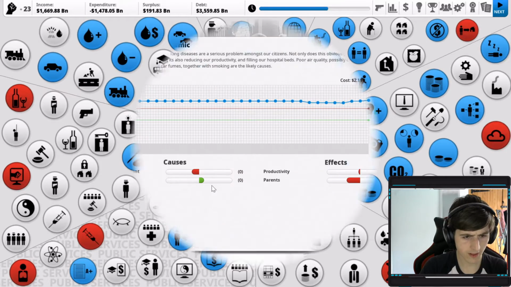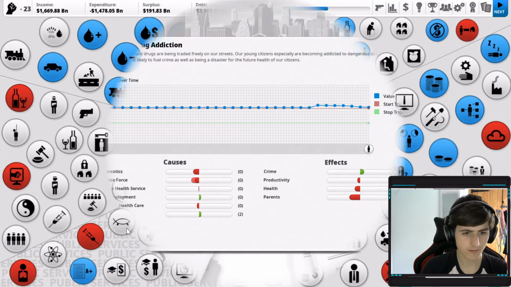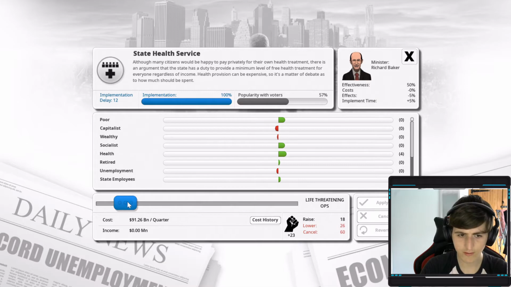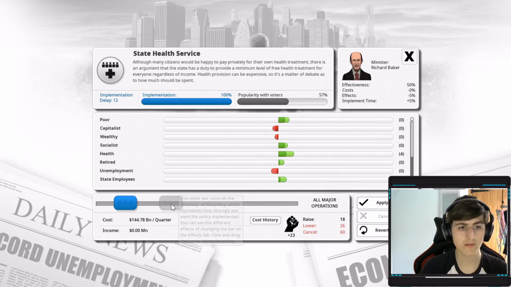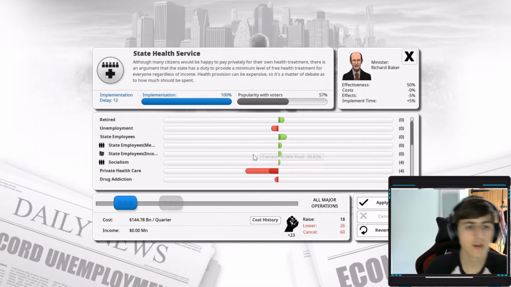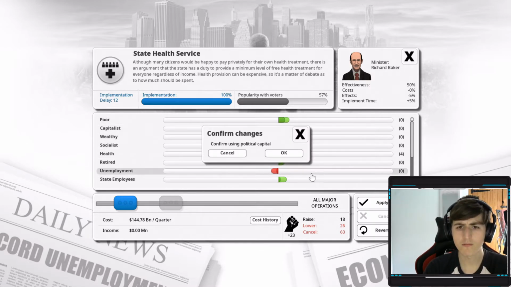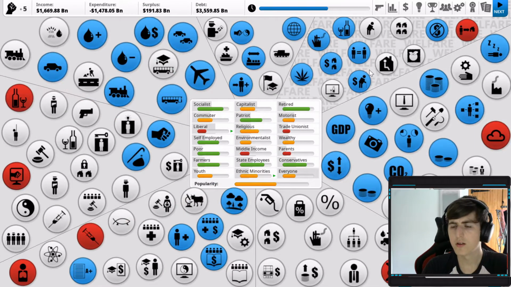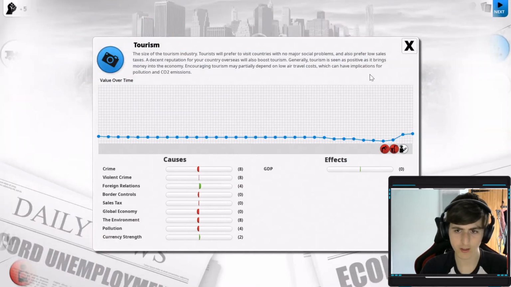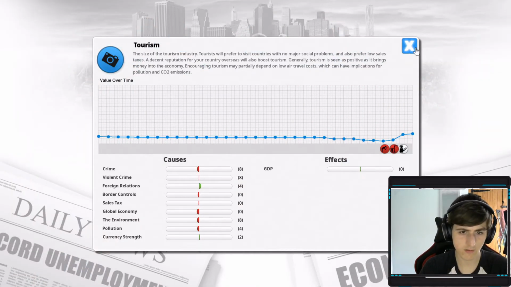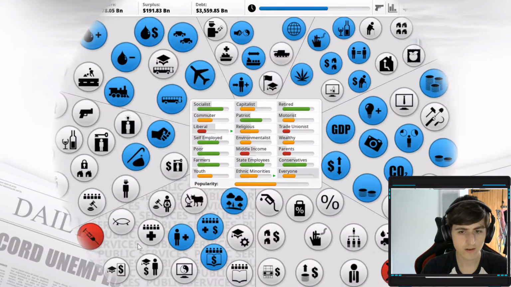So state healthcare is something I really need to start investing in. It was something I wanted to invest in, but I don't think I have the money now, do I? Yes, I do. Okay, so I'll invest a little bit more in state healthcare. It will improve health. It will reduce the amount of private healthcare, which isn't a massive problem anyway, but it will reduce the drug addiction a little bit, make a few people a bit happier, makes the poor happier. And a healthy population is a productive population, so tourism's starting to go up a bit again now, which is nice. Internet crime on the way down.